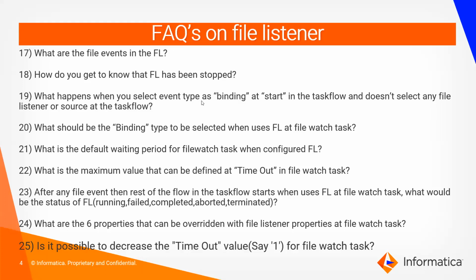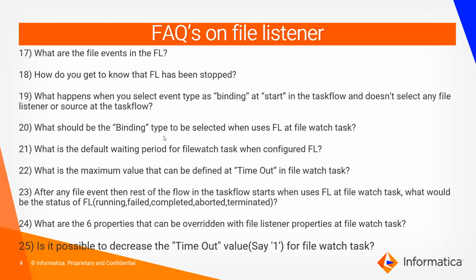What happens when you select event type as binding at start in the task flow and don't select any file listener or source in the task flow? If you select event type as binding and you are not going to select any file listener or source, then the task flow will give an error.